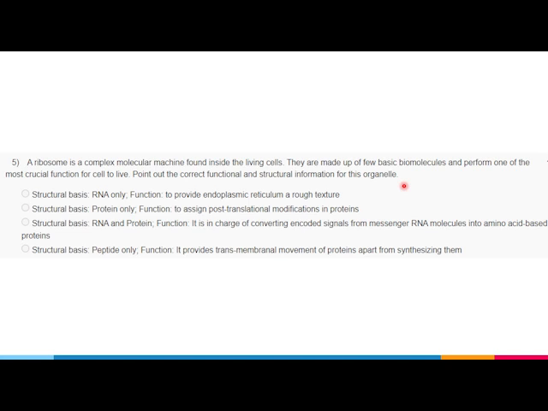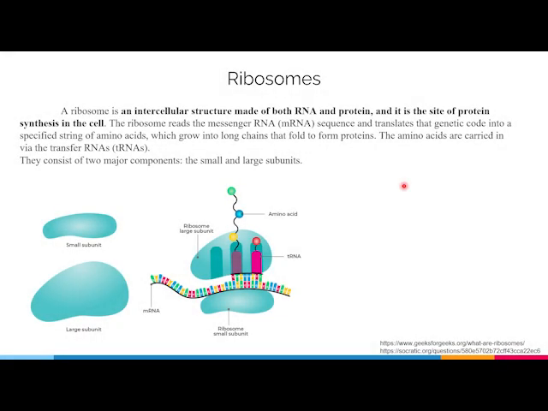Archana also says C. Okay, so let us go through what exactly ribosomes are for everyone, just to be on the same page. A ribosome is an intracellular structure made out of both RNA and protein, and it is the site of protein synthesis in the cell. Ribosome reads messenger RNA or mRNA sequence and translates the genetic code into a specific string of amino acids, which grows into long chains that fold to form proteins. Amino acids are carried via transfer RNAs or tRNAs.